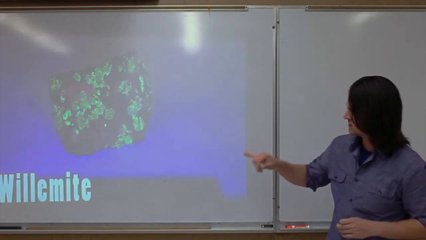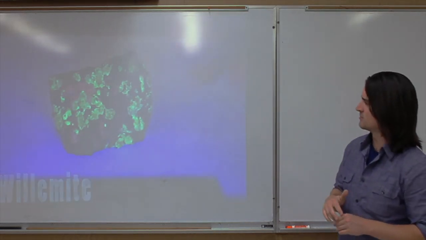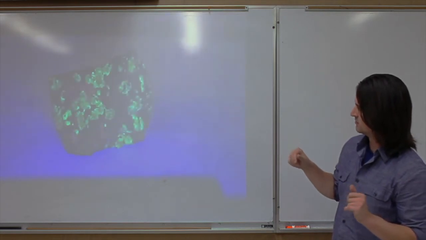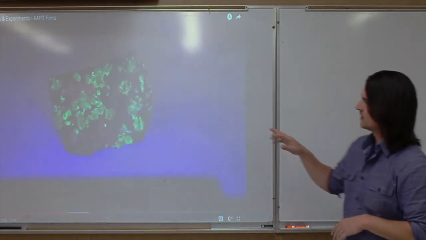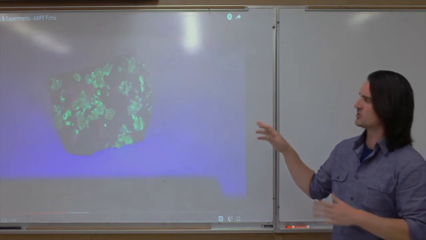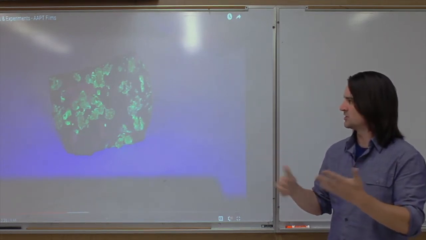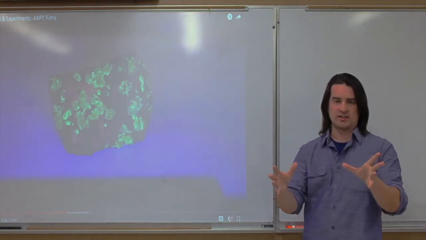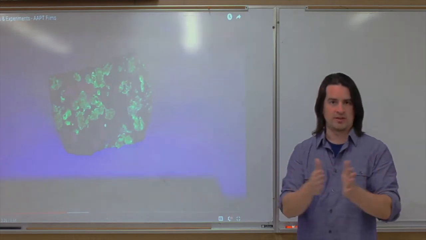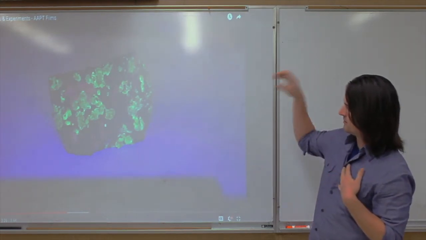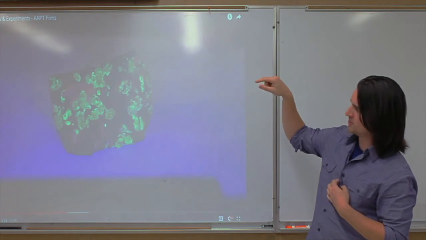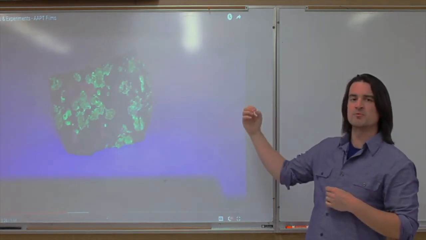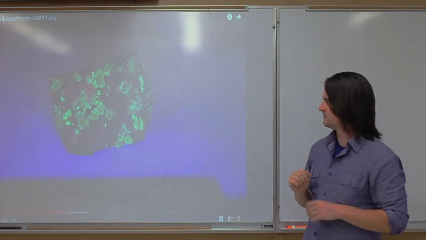So this is a rock, willemite, and it turns out willemite has some parts that absorb and re-emit. Right, so the material itself has some parts of it that will absorb ultraviolet light and then re-emit that light at a longer wavelength, right? So that gets back into the visible. So when you shine a black light on this thing, the parts that are glowing green are the ones that are absorbing that ultraviolet light and then re-emitting it as visible light.